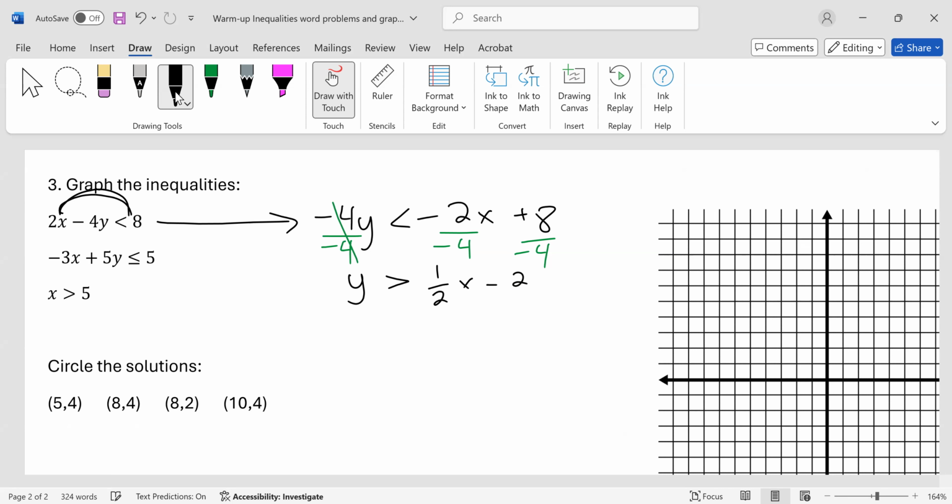You start at 1, and you go up 3 over 5. And you can go the other way, down 3, this way 5. And this will be a solid line. And that's a less than or equal to symbol, so that's this way.